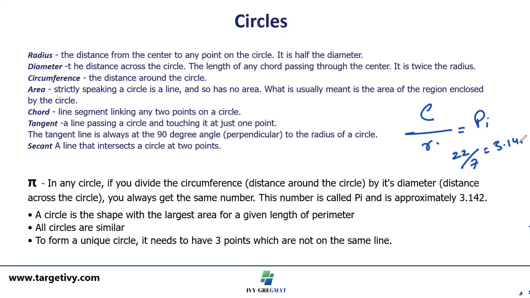An important fact of a circle is that it is the shape with the largest area for a given length of perimeter. So if there is a perimeter of any object, of any shape, the largest area will be of a circle.